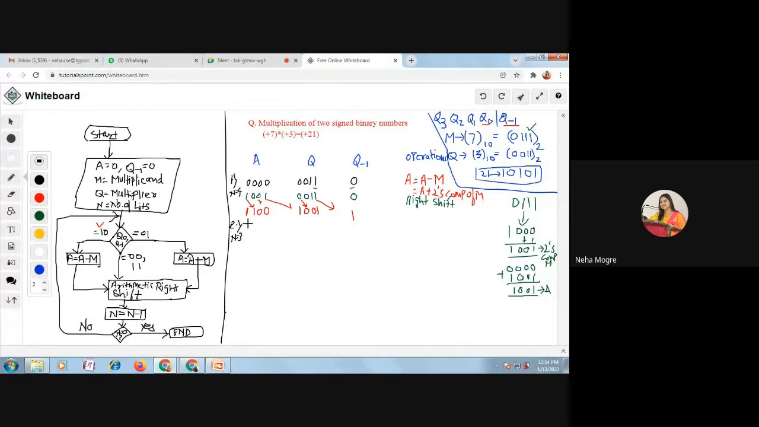Okay, now what is the value? See, 1 1 0 0, as it is, I am writing. Again 1 0 0 1, and this is 1. Now again check the value of q0 and q minus 1. What is it? 1 1. So when it is 1 1, what do we do?